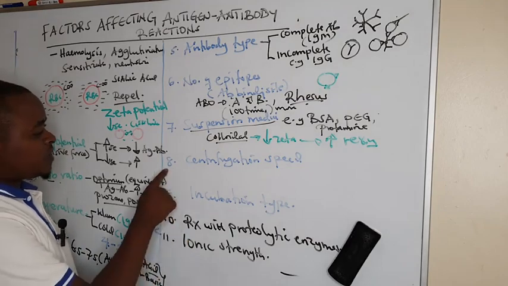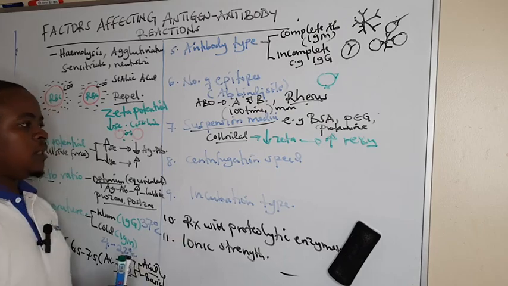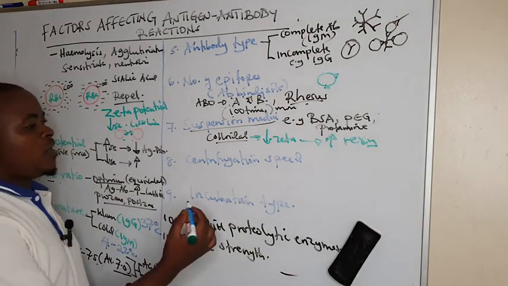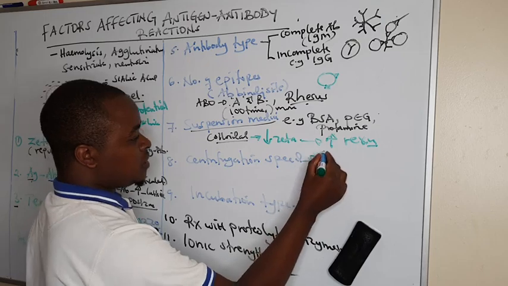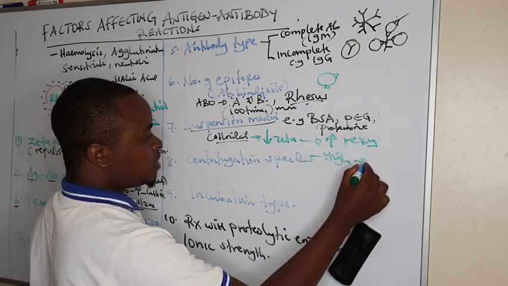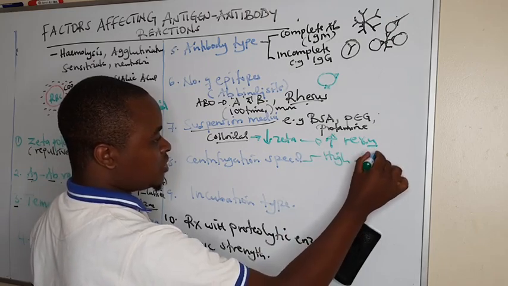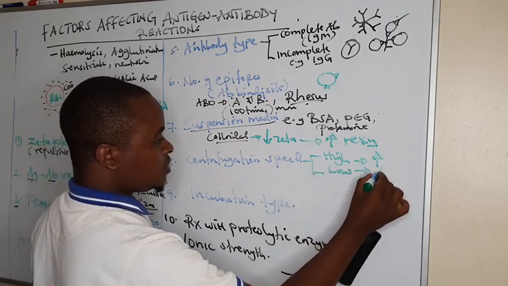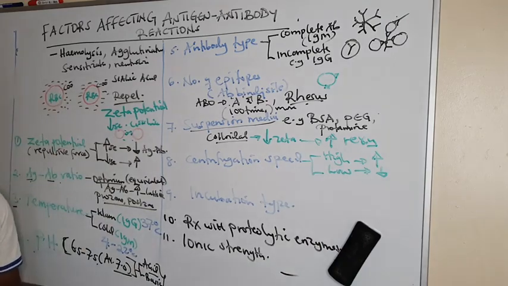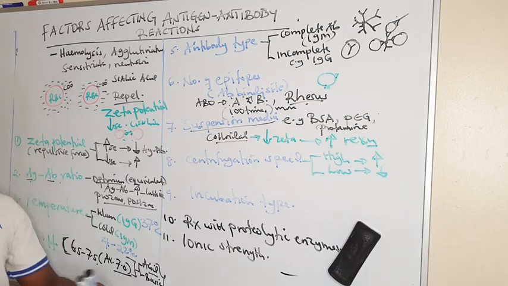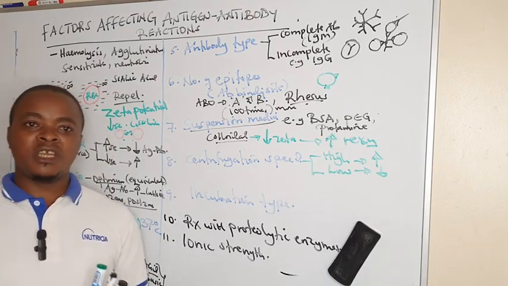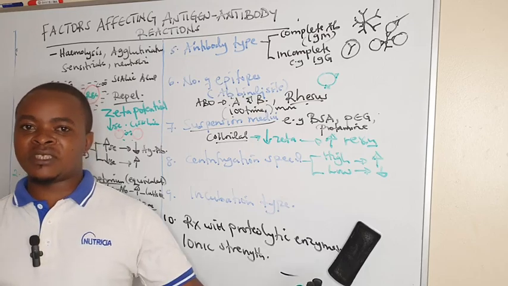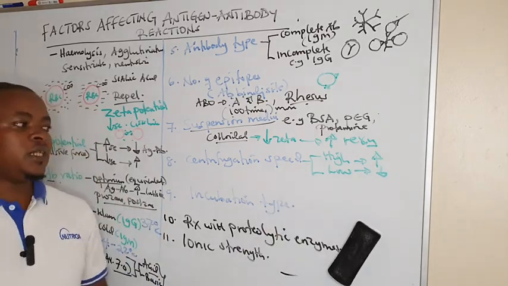Then centrifugation speed. This factor, number 8, 9, and 10, is commonly used to enhance agglutination. When the centrifugation speed is high, the rate of reaction is also high. So these are directly proportional. And if it is low, the rate is also low. That is how we can describe this factor, centrifugation speed. So if you want to achieve agglutination or hemolysis faster, you increase the centrifugation speed. If you want to delay for some time, you reduce the centrifugation speed.